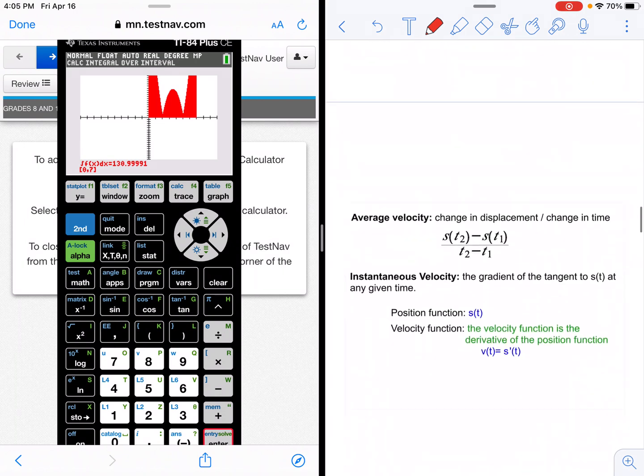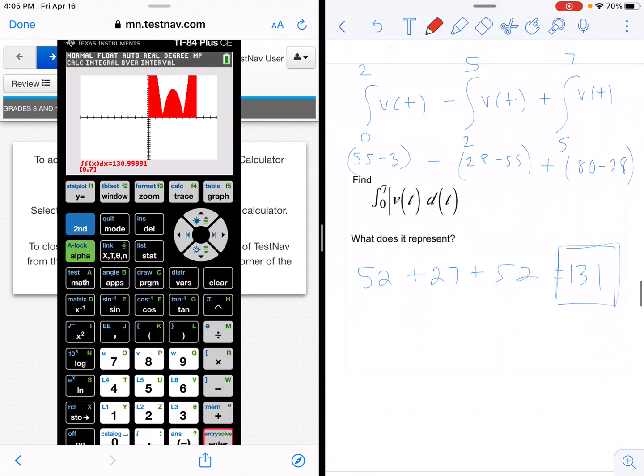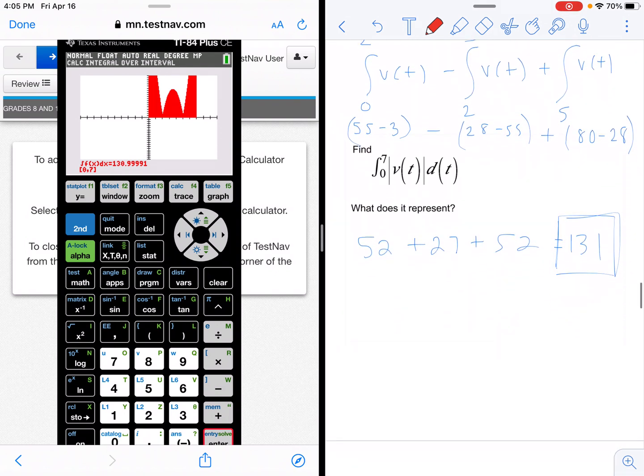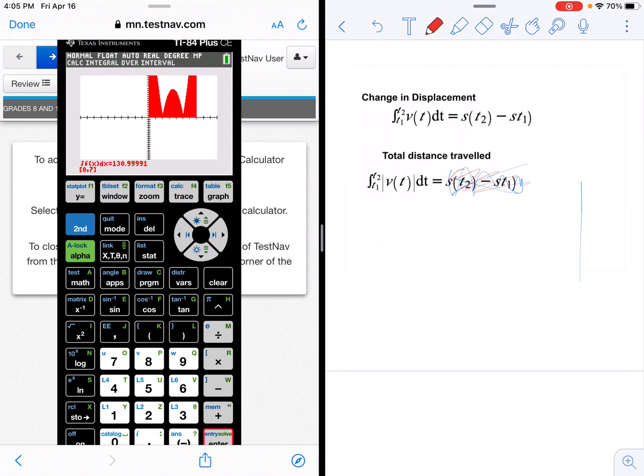And so now we have this ability to find the total distance traveled. The change in displacement is when you find the integral of your velocity function at the two different times. The total distance traveled would be if you did the absolute value.